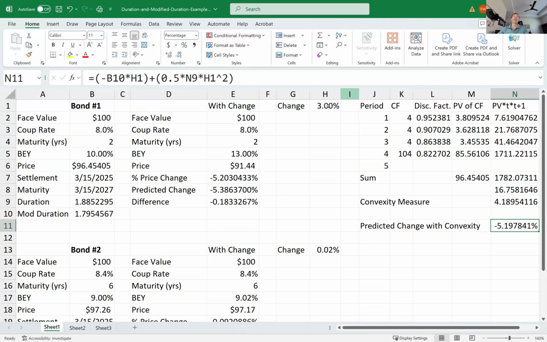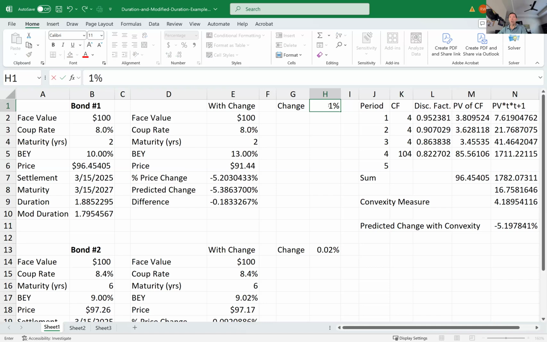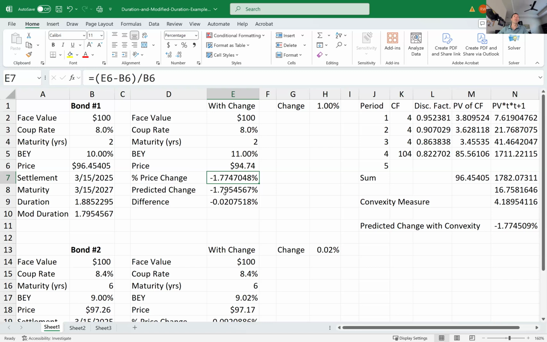Very, very close. If we have, let's say, a 1% change here, this is still pretty close, but you can see there's a difference between 1.774 and 1.795, compared to 1.7747. So no matter what the change is, the predicted change when you add convexity to our modified duration is going to make it a closer prediction.